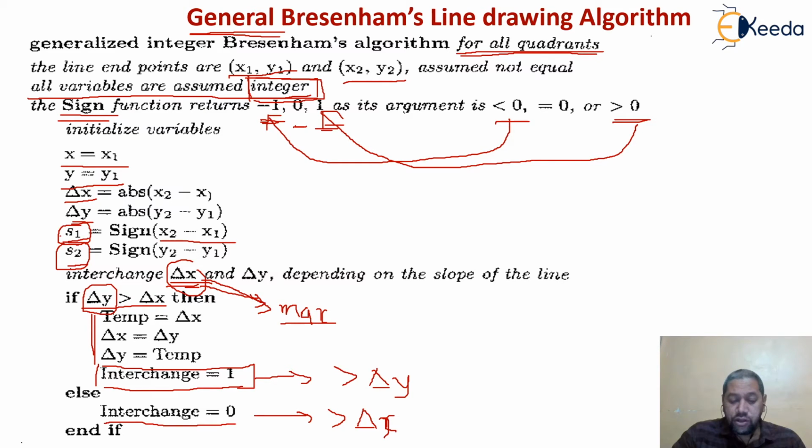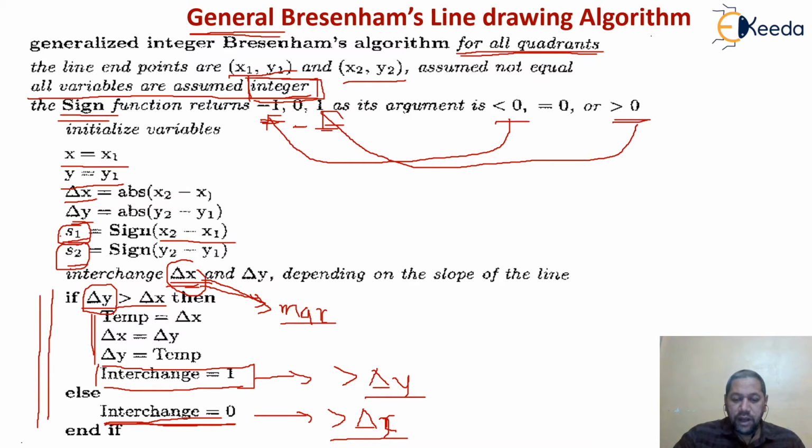The basic idea of Bresenham's algorithm is, if interchange is equal to 1, then delta y is greater than delta x, so y is always incremented and x depends upon the error term. Whereas if interchange is equal to 0, it means delta x is greater than delta y, and x is always incremented by 1 and y depends upon my error term. This is the logic behind the interchange variable.